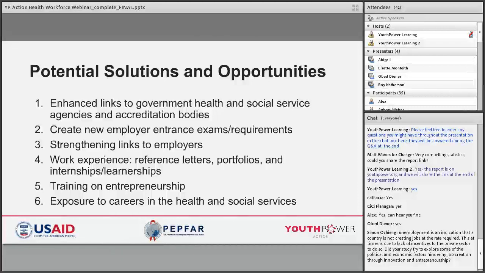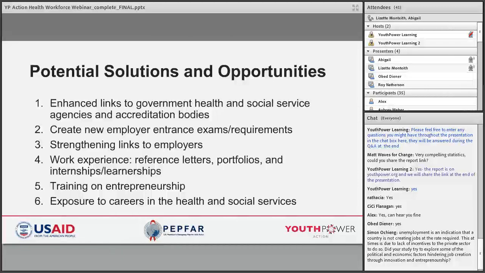And this ties into the fourth opportunity, which was work experience. So this was, again, a significant issue. Even for youth that had tertiary education, they were still struggling. And so there's opportunity to incorporate this more into the high school and tertiary experience for youth. Enforce things like reference letters, portfolios, internships, learnerships, how to incorporate this from an early age. And these can serve as substitutes for maybe prior experience and also a lack of social connections.